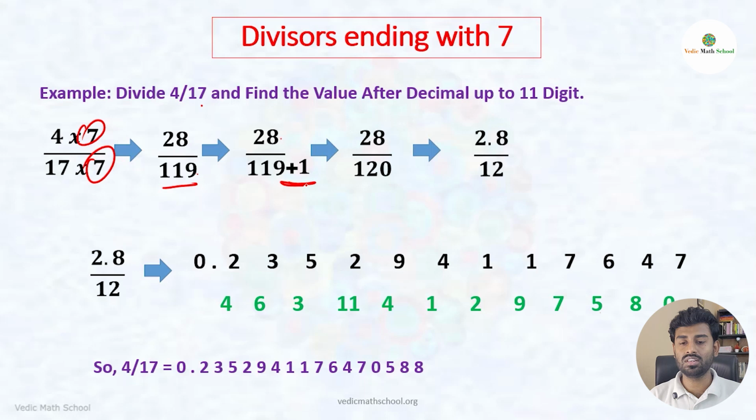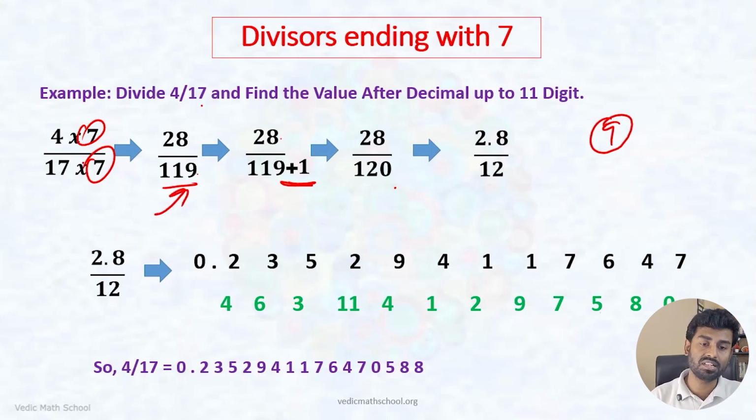So you are just adding 1 and it will become 28 upon 120. Now 28 upon 12, and it is going to be divided by this method. Now this method is unique because here I am going to deal with the divisor ending with 9 only. Why? Because I make the number ending with 9 after multiplication. So this is one unique way you can convert the divisor.